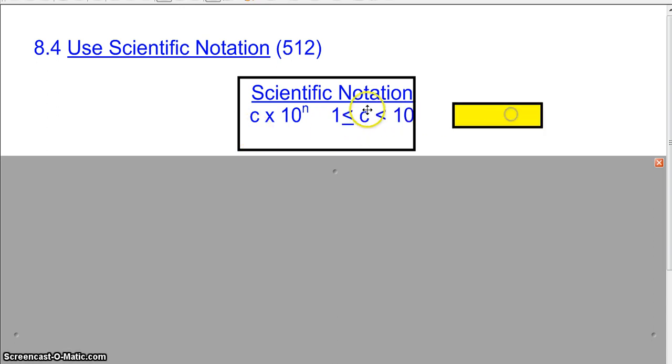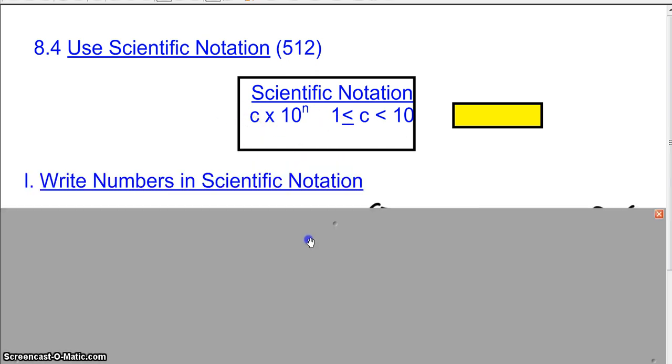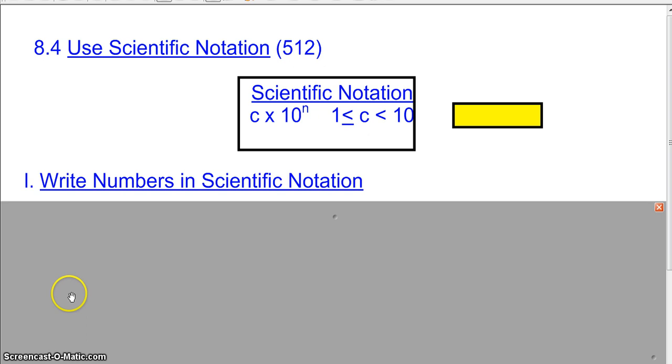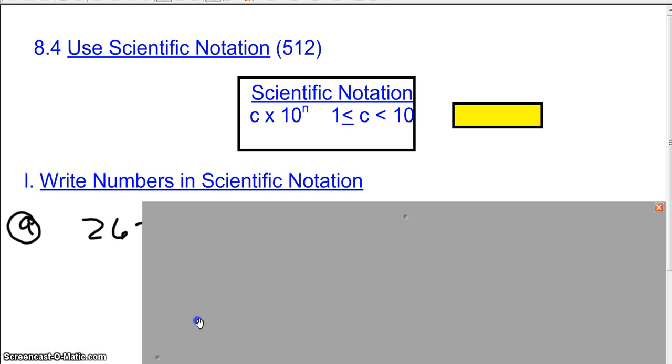And it could equal 1, so C may be greater than or equal to 1, but it must be less than 10. So it must be a single digit number or a fraction, right? Like 1.954 or something, 9.382, but never 10 point something. Never a two-digit number followed by a fraction, okay? That's the requirement. So the first thing we'll review is writing numbers in scientific notation.